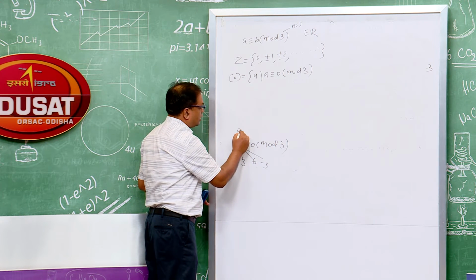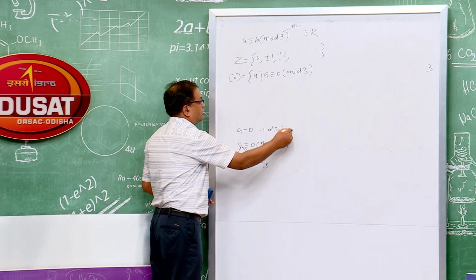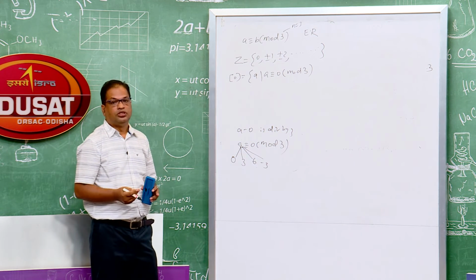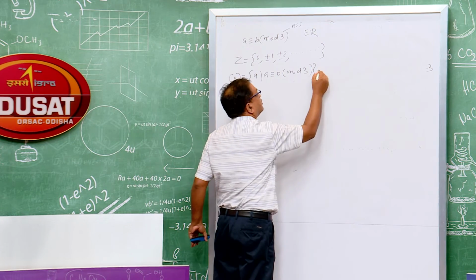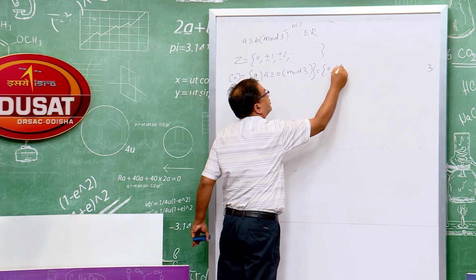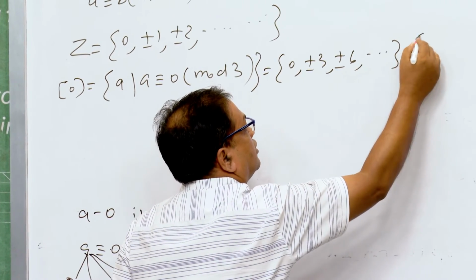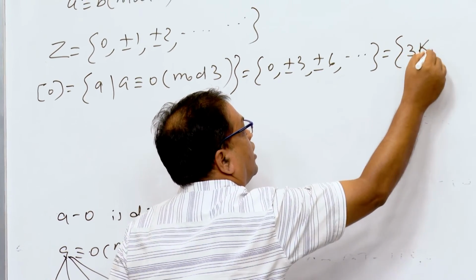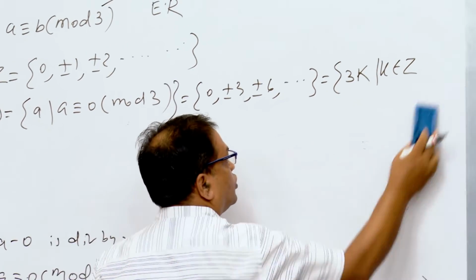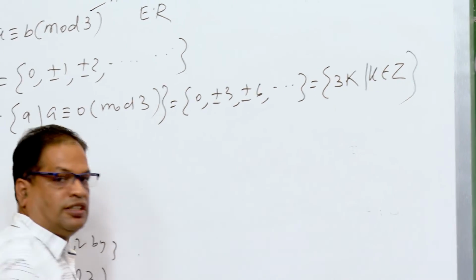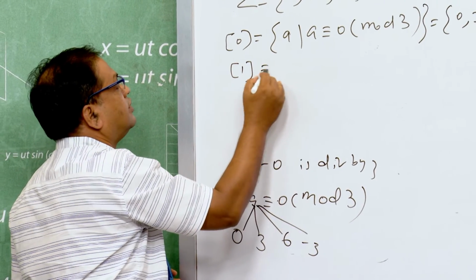What you have to see is just check a minus 0 is divisible by 3. So, the value of a will be 0, or plus minus 3, or plus minus 6, like this. That is, it is of the form 3k, where k belongs to Z. So, next we will find the equivalence class of 1.